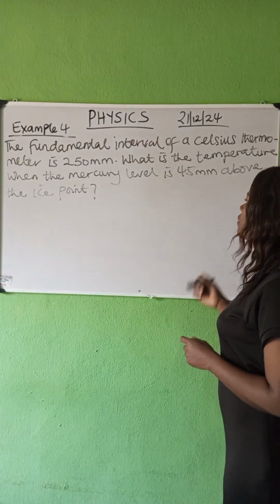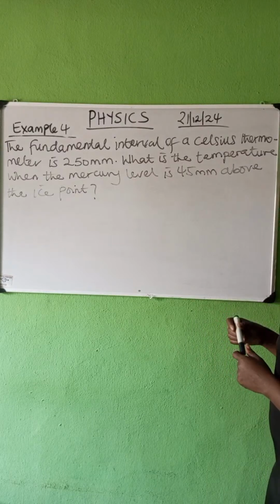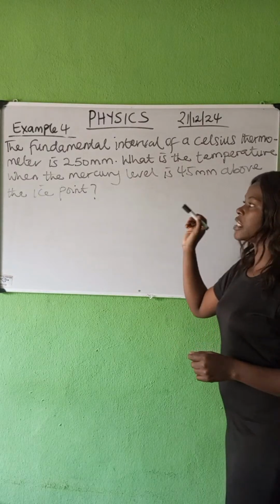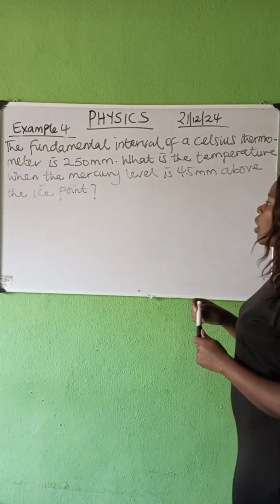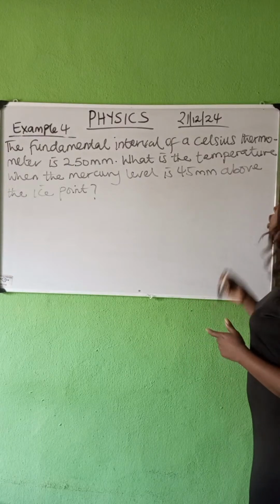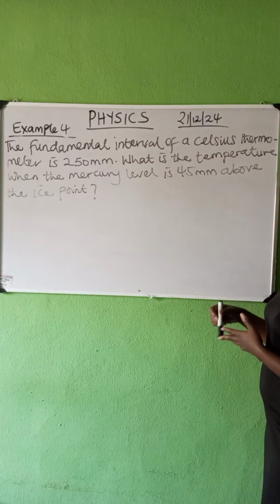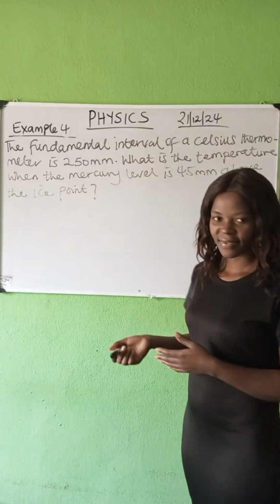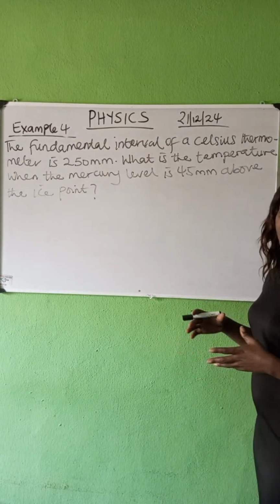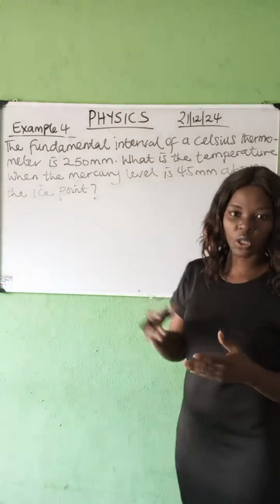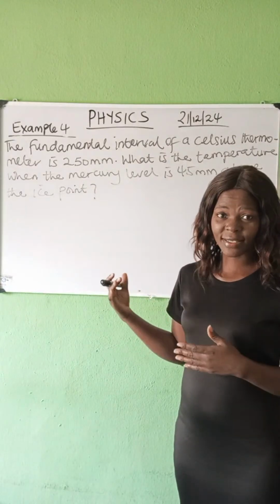Example 4. The fundamental interval of a Celsius thermometer is 250 millimeters, right? What is the temperature when the mercury level is 45 millimeters above the ice point? Now, looking at this question is somehow different from what we have been solving, but it's still the same. I'm going to show you the difference or why it is so.